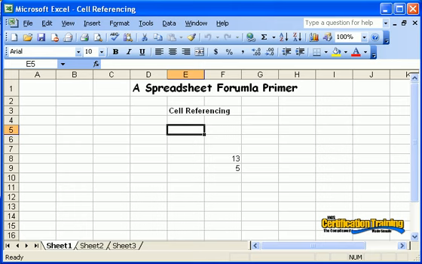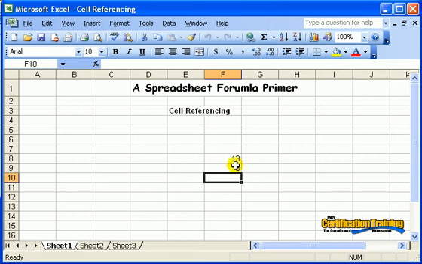When entering formulas, cell referencing should be used whenever possible. Cell referencing refers to the cell names in doing the math. Instead of simply 13 plus 5, it should be F8 plus F9. Let me show you how that works.